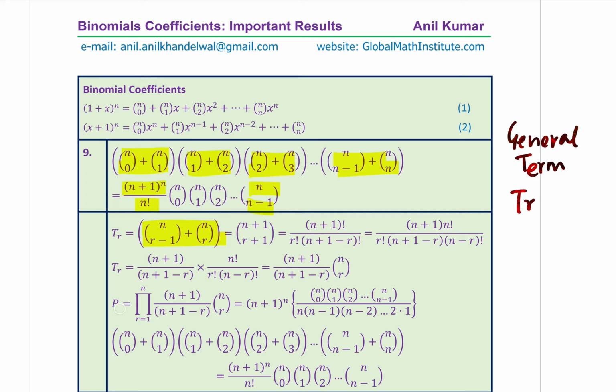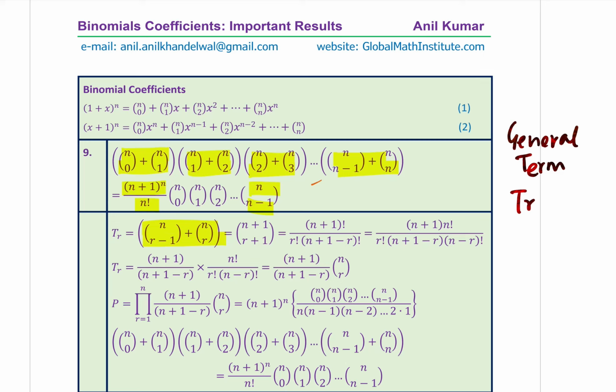So we can now define our product using the capital Pi notation. So it is r from 1 to n. So we have this term which is n plus 1 over n plus 1 minus r, times nCr, right? So that becomes a general term. So the product of all these general terms for r equals 1 to n is what is required, correct? That is what is required.